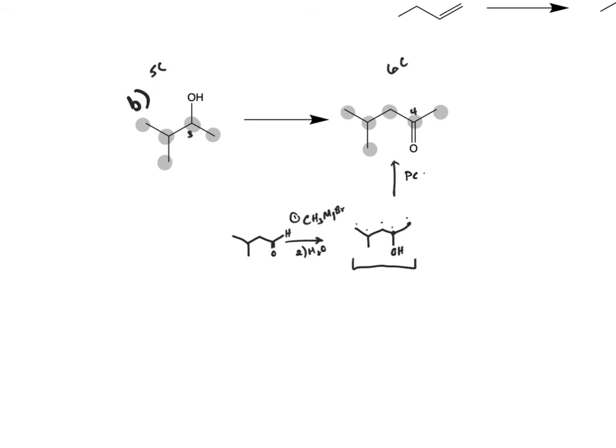We can just use PCC in that methylene chloride. We could use our chromic acid. There's a lot of different means by which we can oxidize an alcohol to a ketone. Right, so that's going to be kind of common. If you have some sort of long-term aldehyde or ketone finished product, and you've added a carbon somewhere, it's probably going to have gone through some sort of aldehyde or ketone to an alcohol to an oxidation to an aldehyde or ketone.